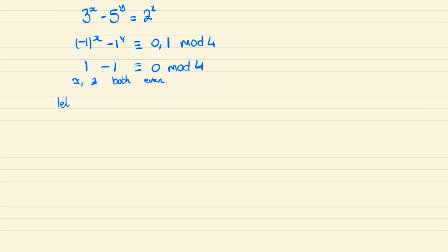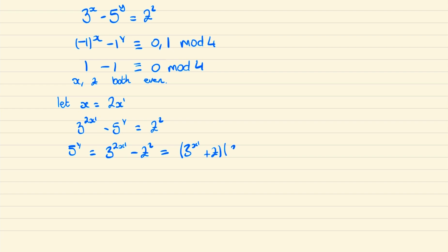Now if we let x equal 2x' and sub this back into our original equation, we have the following, and we can rearrange to write 5^y as the difference of two squares, which allows us to factorize this as (3^x' + z) and (3^x' - z). And given that the left side of this expression is a power of 5, then we know both these brackets must also be a power of 5.